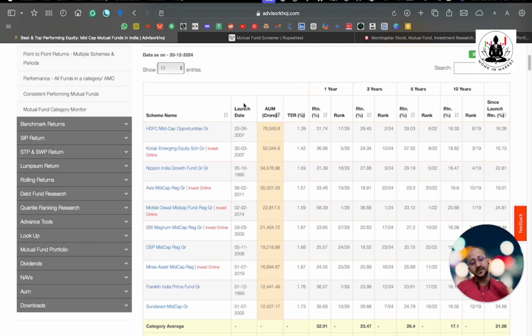Second thing that you should be seeing is the launch date. Guys, it is advisable that you should have some historical data of the mutual fund.